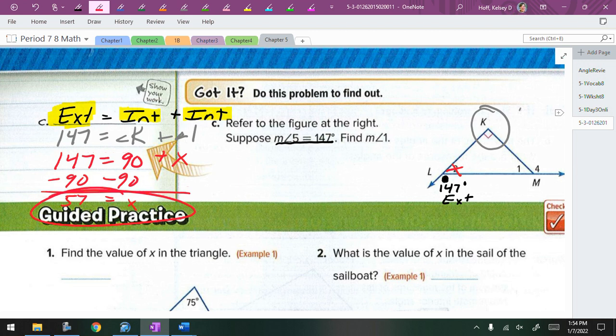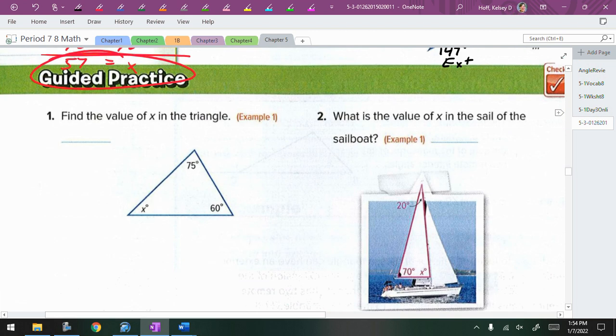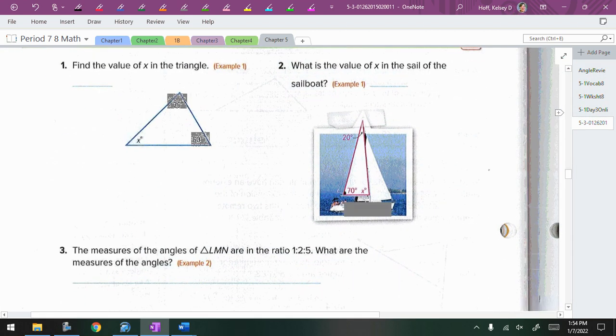Right now, I'm going to give you about 5 or 7 minutes. I want you to do 1 through 4 on that guided practice on your own, writing equations, and then we're going to go over them before you start your homework.